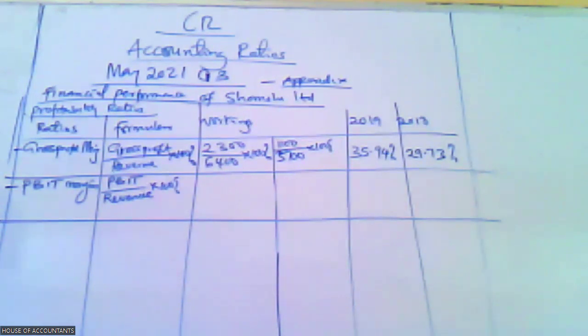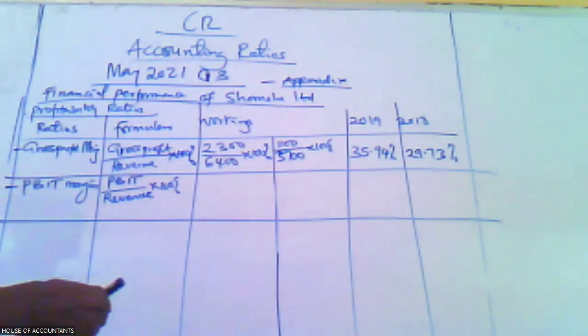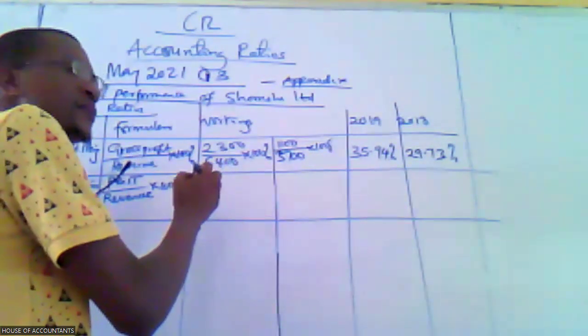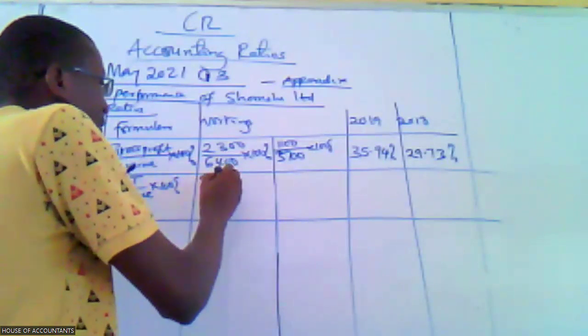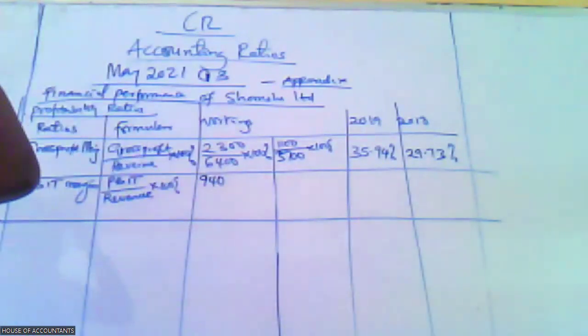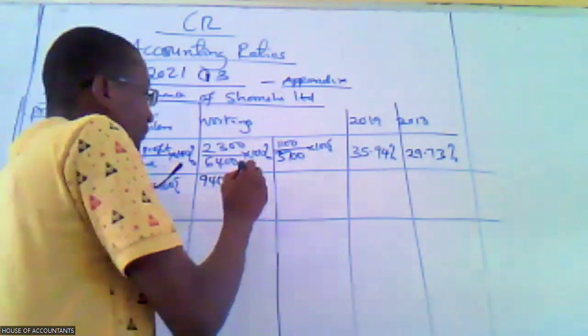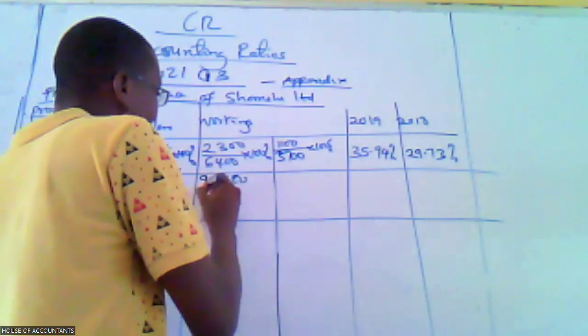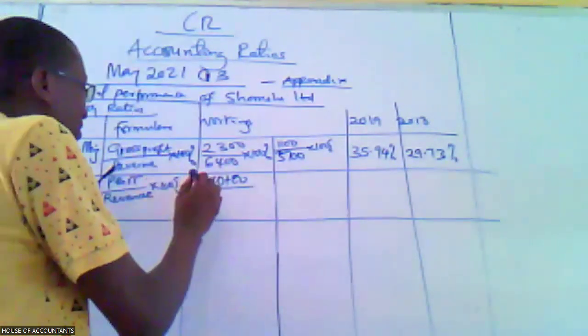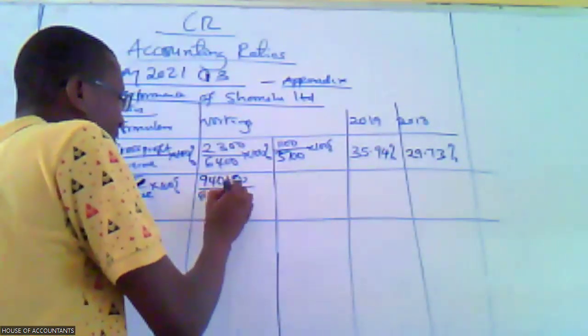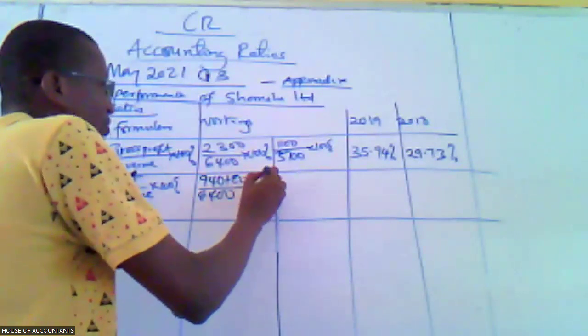How do you get it, sir? That's profit before tax. How much is our profit before tax? That's 940. So if profit before tax is 940, how much is our interest? Finance cost is 80. So finance cost is 80 over revenue, which is 6,400, multiplied by 100%.